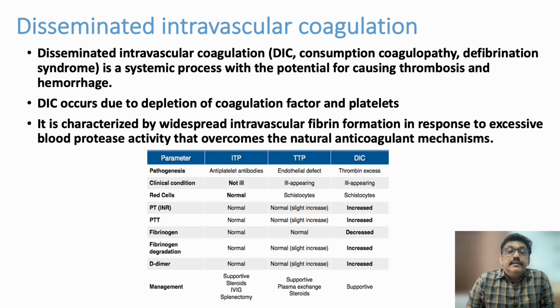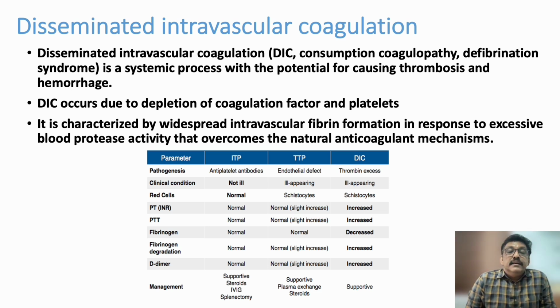PT-INR is elevated in DIC. APTT is elevated in DIC. Fibrinogen levels are low in DIC. That is a classical difference between TTP and DIC. PT-INR is elevated in DIC, APTT is elevated in DIC, and fibrinogen levels are low in DIC, but that is not a feature of TTP or ITP. ITP is immune thrombocytopenic purpura. D-dimer is also increased in DIC.